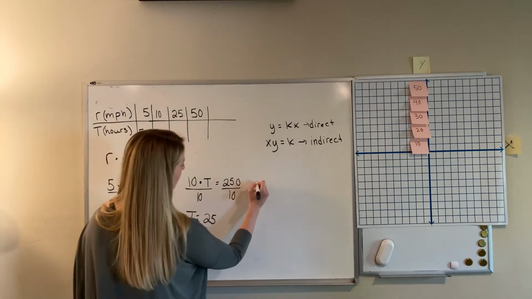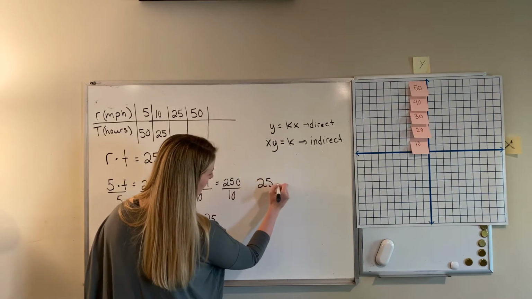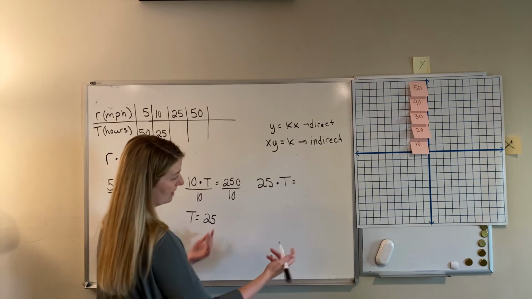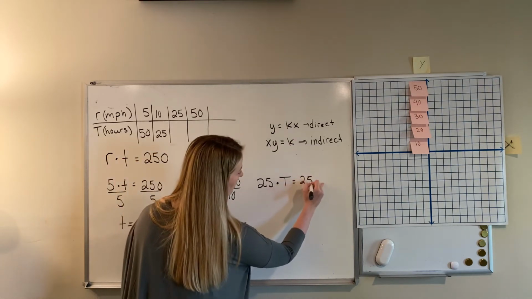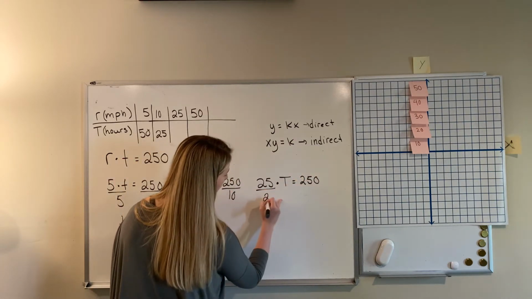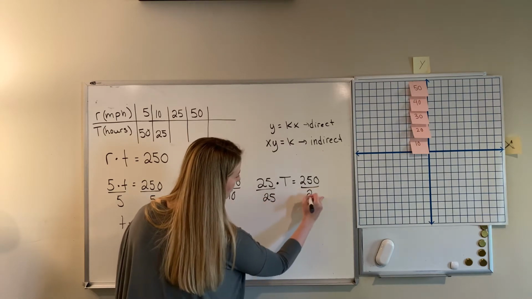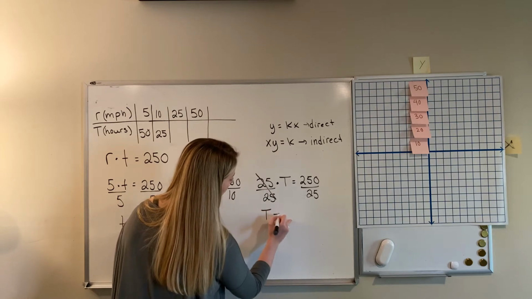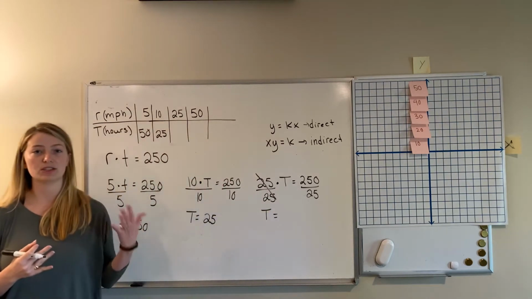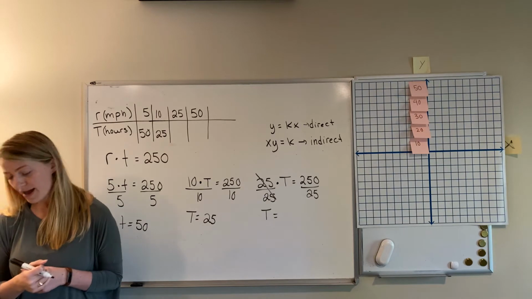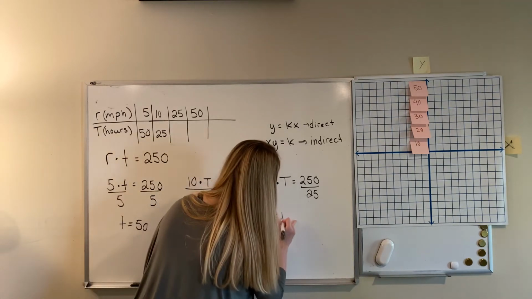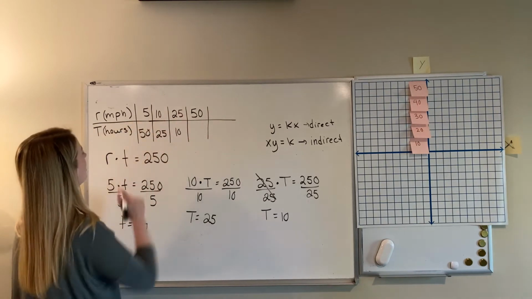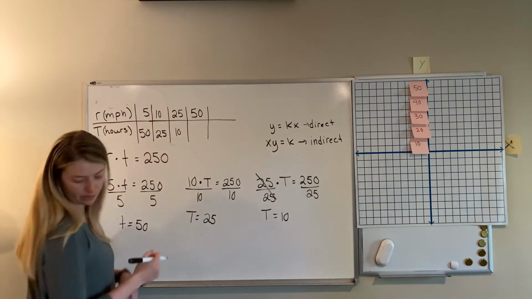Let's try 25. 25 miles per hour is going to be the product, or 25 times time is going to equal 225. Divide out your 25. Cancel that out. And t equals what? t is equal to 225 divided by 25, which is going to be equal to 9. Again, we're getting bigger on one side, but our numbers are getting smaller on the other.